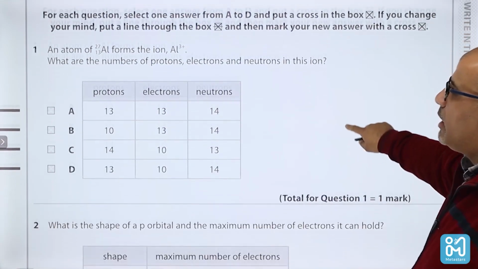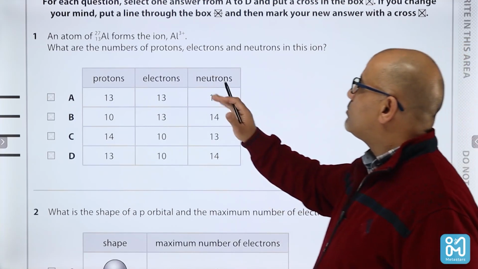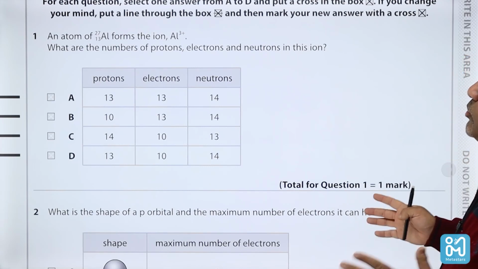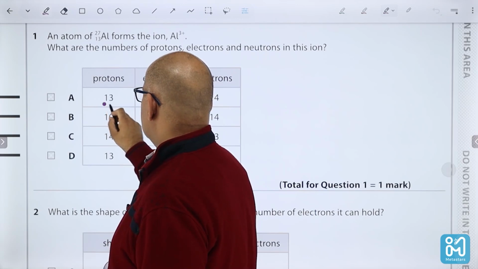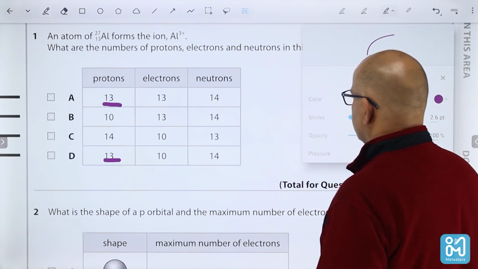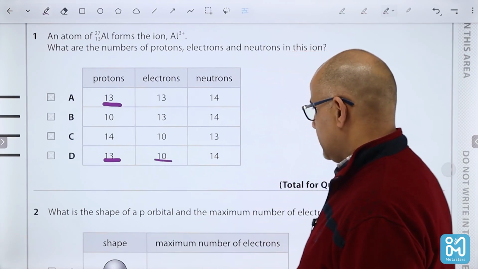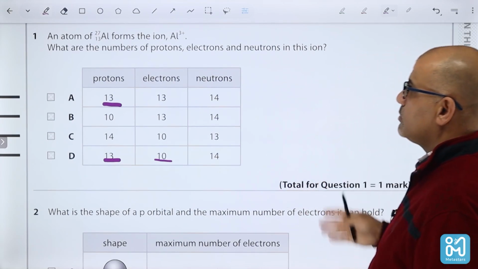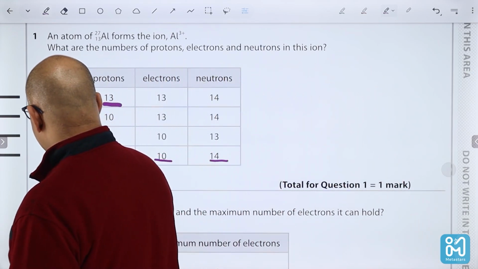In the first question, it asks about an atom of aluminum, 13, 24, 27, which forms the ion Al positive 3. What are the numbers of protons, electrons, and neutrons? That's a very easy question. The atomic number tells you that we have 13 protons, so that's A and D. For the electrons, 3 electrons were lost, so we have 10 electrons. The number of neutrons is 27 minus 13, the mass number minus the protons number, which gives 14. So the correct answer for this question is D.